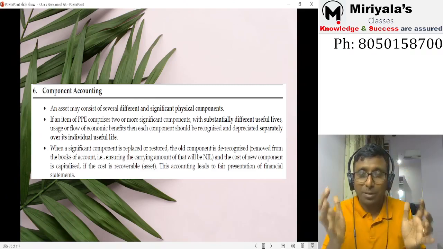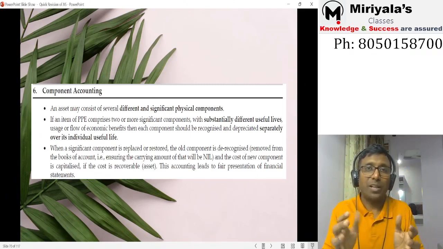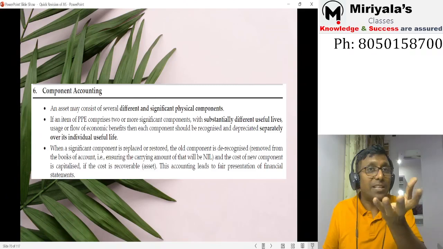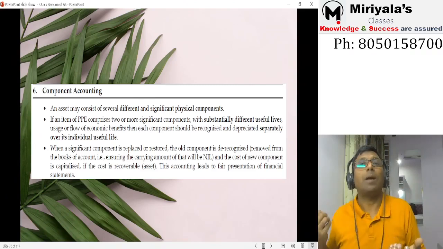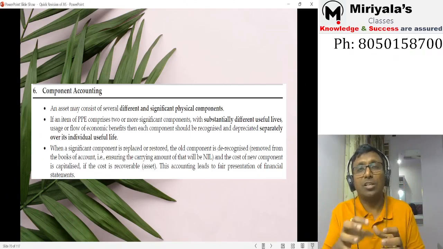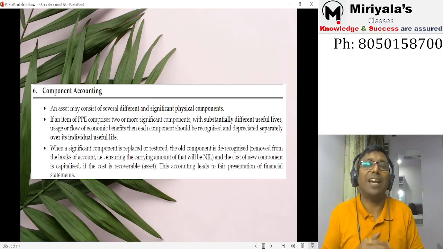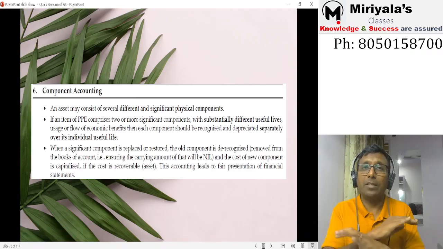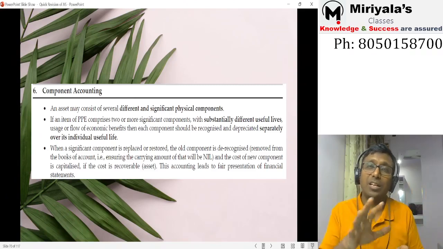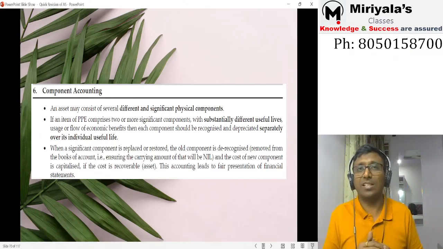Suppose I have a big asset. Suppose I have an aeroplane, a general example. There is an engine and there is a body. Now for the engine you may apply the SLM method, and for the body you may apply the WDV method. It is accepted. The method of depreciation need not necessarily be one method for the entire aeroplane. There is no such concept in this world. As per the standard, internationally or in India, it never restricts that.